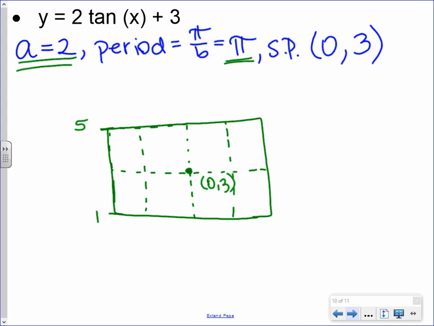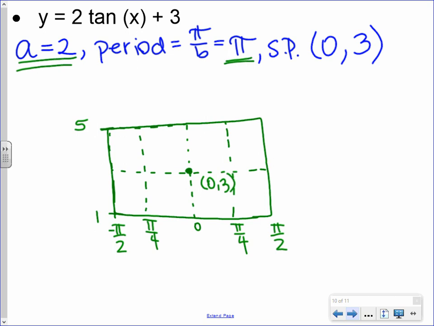Since our period is pi and our starting point is in the middle, we're going to have to go pi over 2 to the right and pi over 2 to the left. So since our x value is 0, we're going to go half of the period to the right, so we'll add pi over 2 to the right side, and we'll subtract pi over 2 to get to the left side. Alternate method, if you want to cut the period into fourths and add it twice on the right, subtract it twice on the left, that'll get you the same thing.